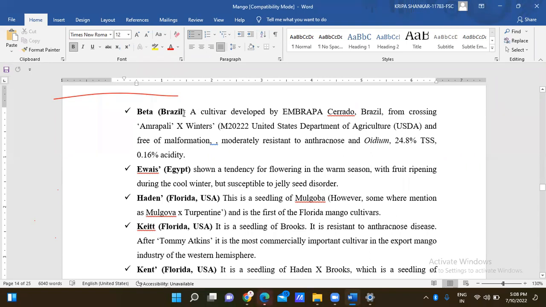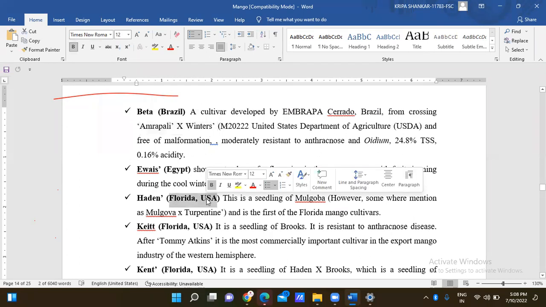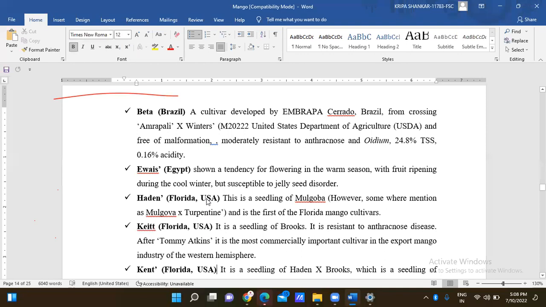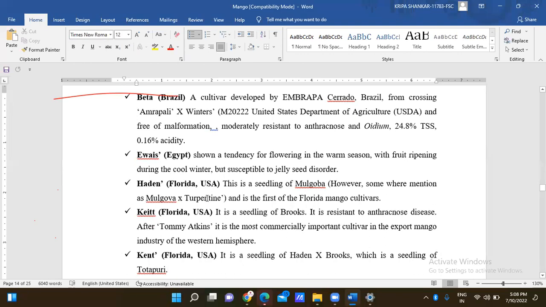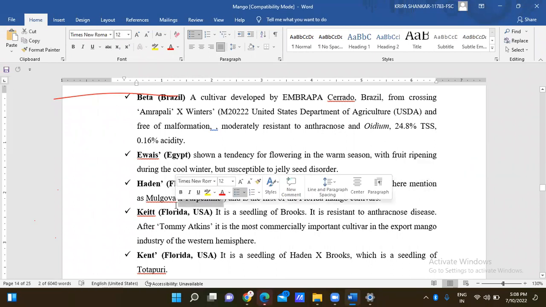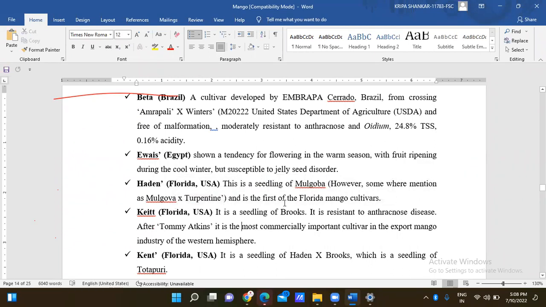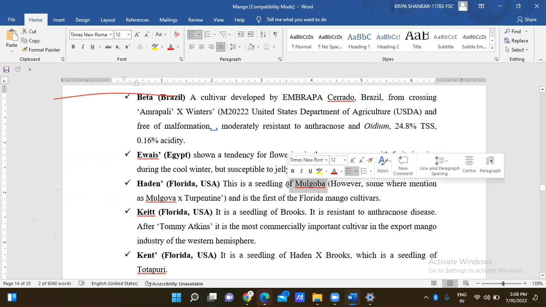So Beta is a variety of Brazil, which is a cross between Amrapali and Winters. Then Hayden, you already know it's a Floridan variety. Somewhere you will get that it's a cross between Malgoa and Turpentine, but leave it. Just focus on the seedling selection. Somewhere it is mentioned as a cross between Malgoa and Turpentine, but in the exam they used to say it's a seedling selection of Malgoa.